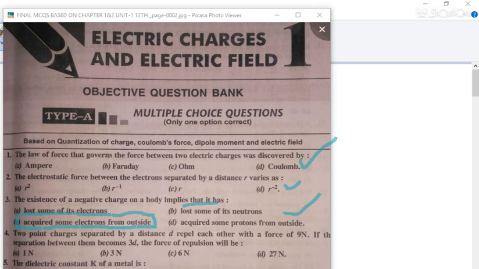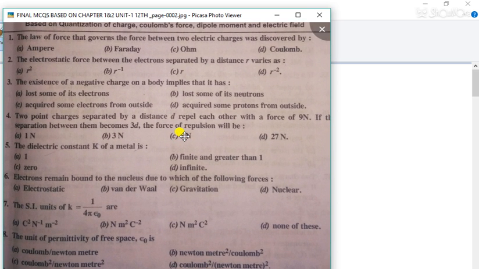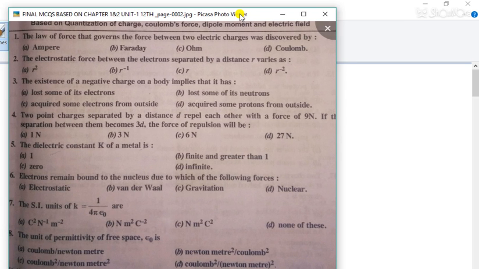So moving to the fourth question now. I hope the fourth question is visible to you. Question number 4 is: two point charges separated by a distance d repel each other with force 9 N. If the separation between them becomes 3d, the force of repulsion will be.